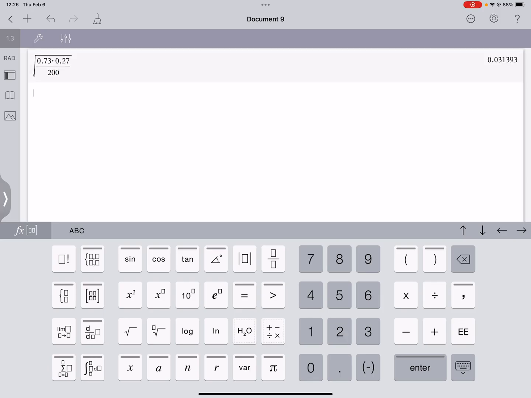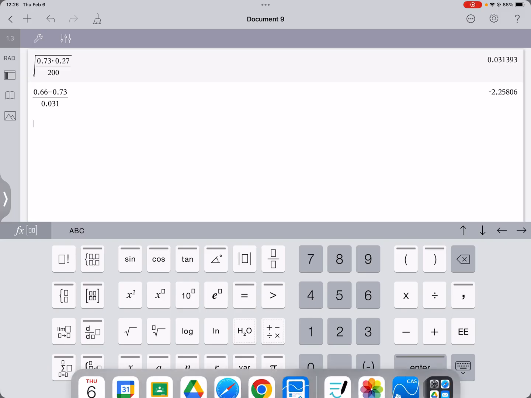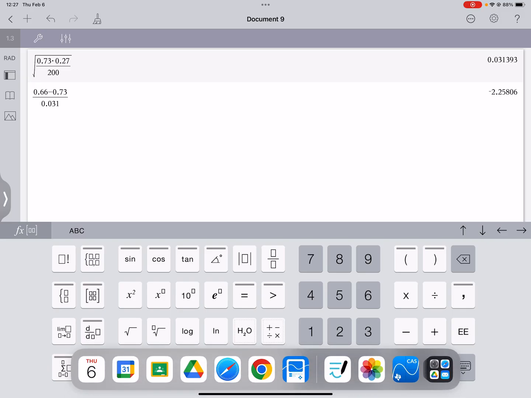So then back to what we were doing. The 0.66 minus the 0.73, and I'm okay with the rounding here, over the 0.031 gives negative 2.258. All right, the z-score is good. All of that checks out. I like the way they showed the math that comes into play there.